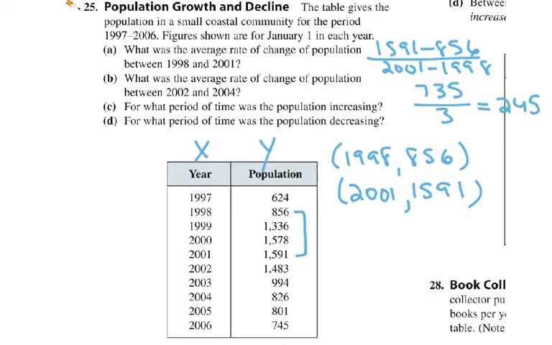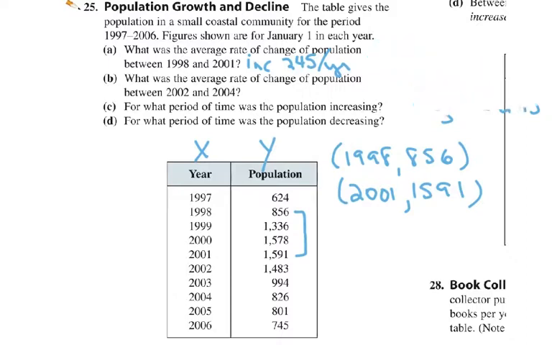Now, that's not the final answer. What does that answer mean? It means that the population was increasing at a rate of 245 people per year. That's what the answer means. Because the population's going up. How do I know it's going up? Because the slope was positive.